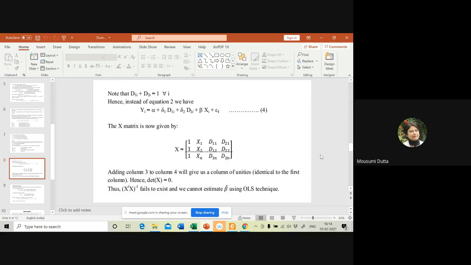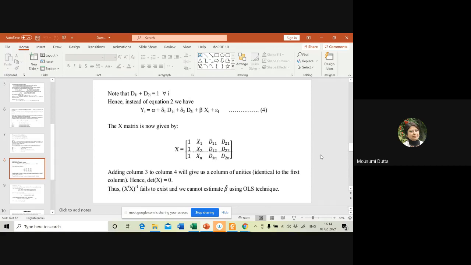This particular problem is known as the dummy variable trap. So never consider the dummy variables exactly equal to the categories you have in the qualitative variable. If the qualitative variable has 10 categories, you have to define 9 binary dummies. If the number of categories is 3, then 2 binary dummies. If the number of categories is 2, then 1 dummy variable.